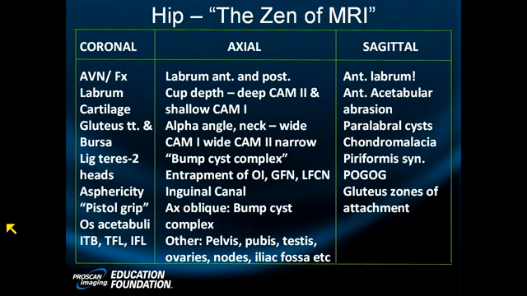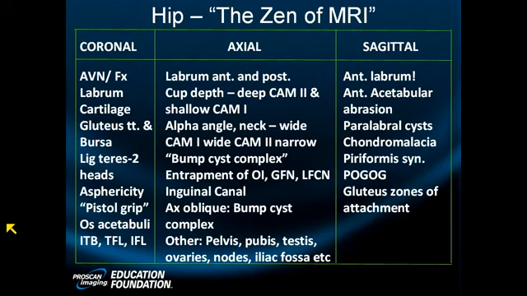Cam type impingement. Let's talk about impingement for a minute. Sure. What color would you like? Yellow. So cam versus pincer. So cam, the cup is small. In pincer, the cup is deep. In cam, the neck is fat. In pincer, the neck is thin.